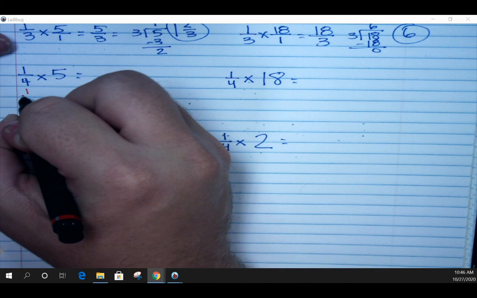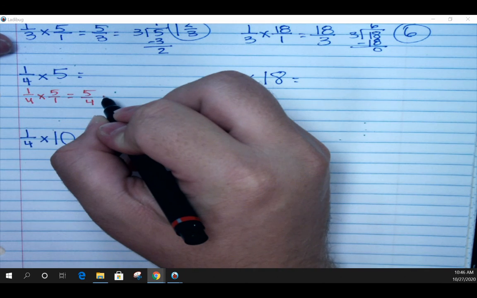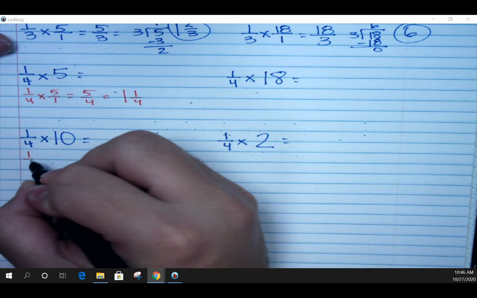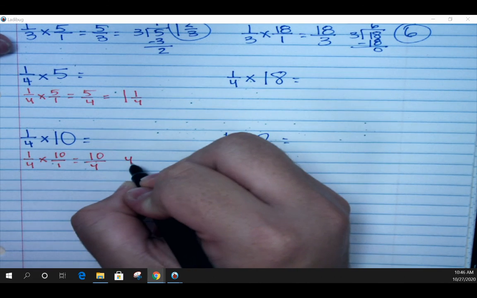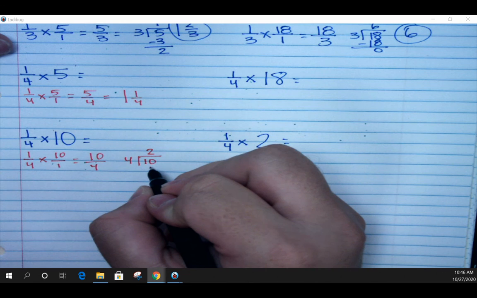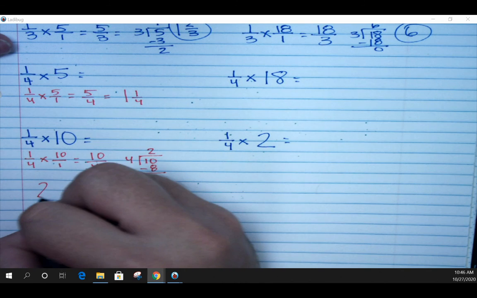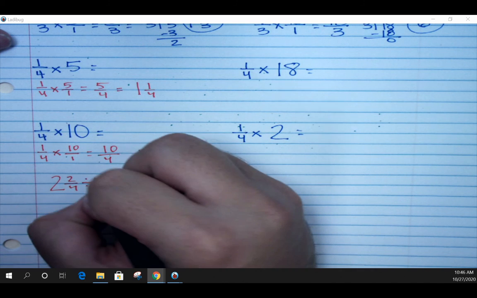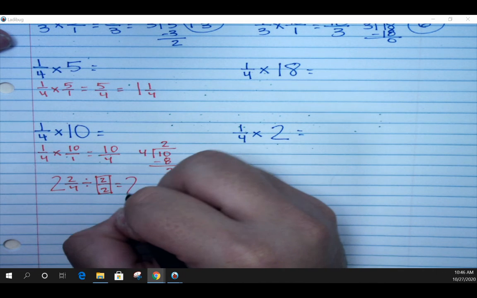It'd be 1/4 times 5 over 1, which would be 5/4, which would be 1 1/4. 1/4 times 10 over 1 would be 10/4. I'm going to work this one out. 4 goes into 10 2 times, I believe. 2 times 4 is 8. That leaves 2, which would be 2 2/4. And I can do something to that. I can put 2 over 2, which would be 2 1/2.